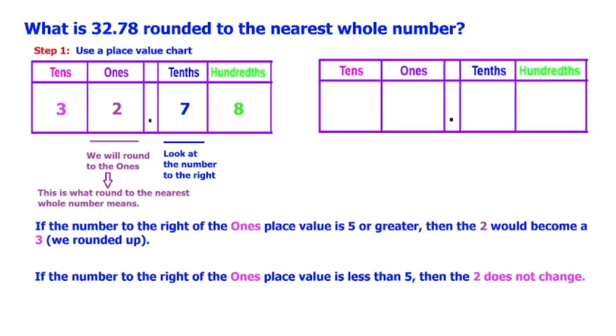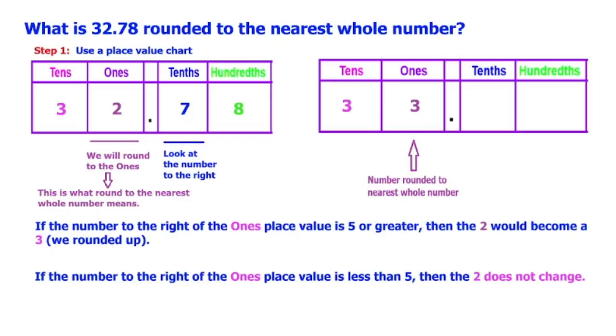So now we have to put our rounded number into this place value chart. So here it is. So here, because this number is 5 or greater, that means we round this 2 up. So it becomes a 3. So we have 33 now.